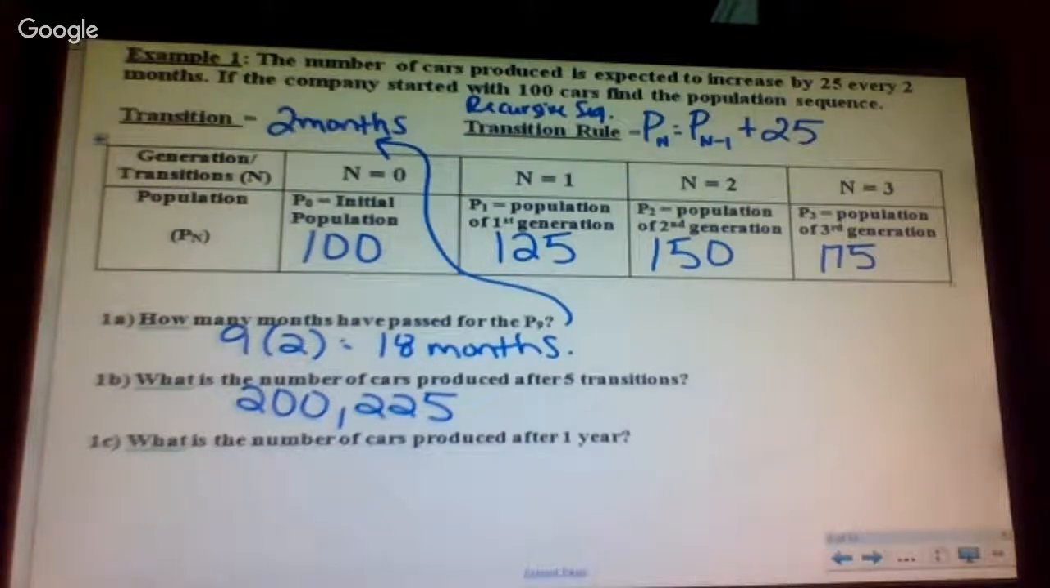1C. What is the number of cars produced after 1 year? 250? How'd you get that? I'm not saying it's not. I did it in my head, that's how. How many transitions happen in 1 year? 6. Okay, so you need 6 times. We've gone to 5, so 6 takes me to 250. You weren't wrong. I just wanted to hear your thought process on it.